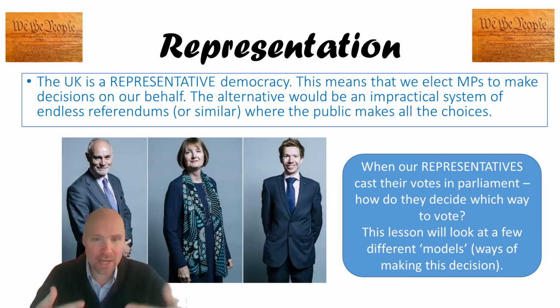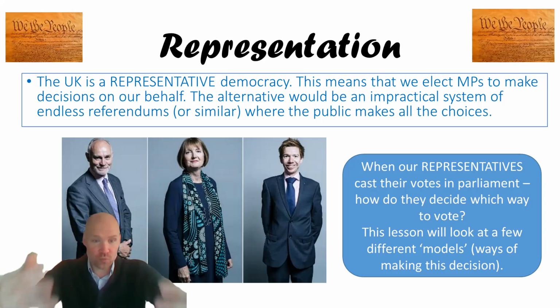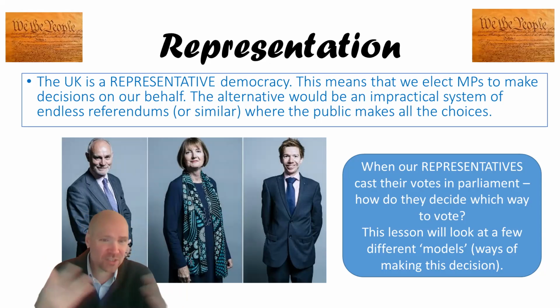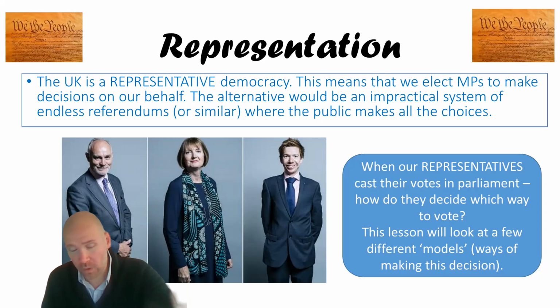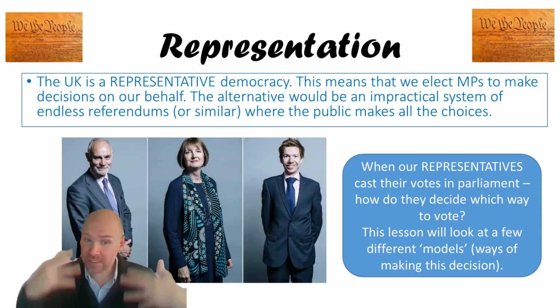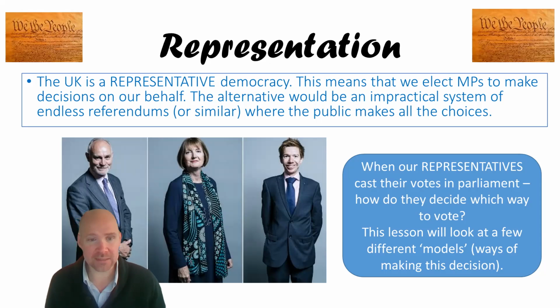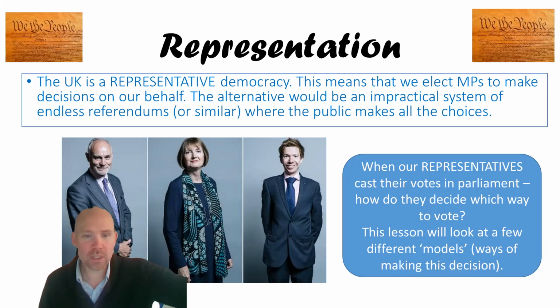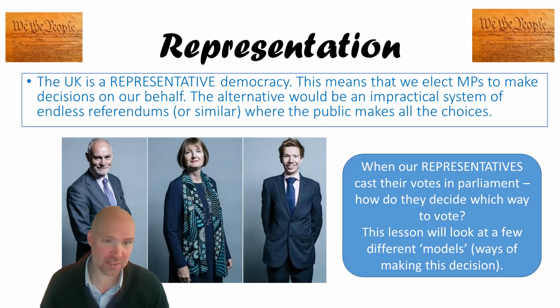So what we call direct democracy, which is where people directly vote for what they want, it just doesn't really work. And we'll talk about that more when we get to talking about different types of democracy in the second half of the course. So instead, what the UK has is something called representative democracy, where I vote for someone who will go and make decisions on my behalf in Parliament.